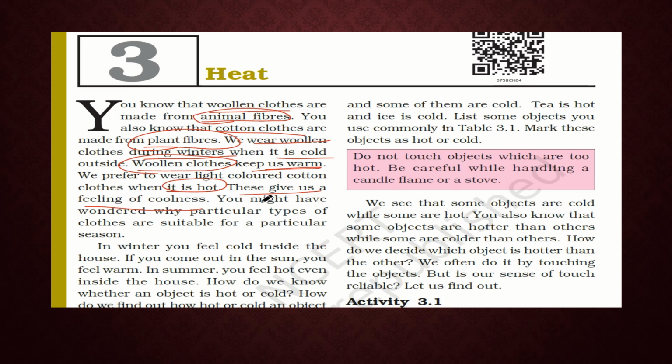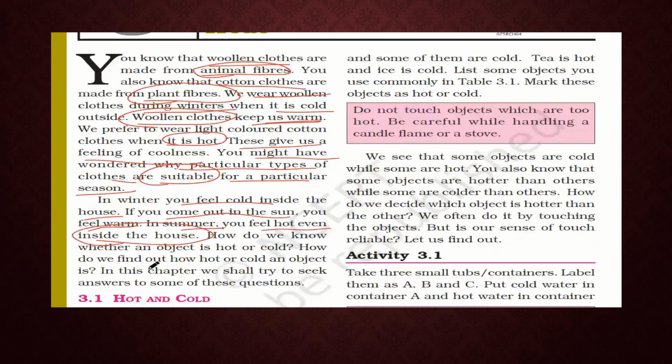Now you might have wondered why these particular types of clothes are suitable for a particular season, right? So in winter you feel cold inside your house, whereas when you come out under the sun you will feel warm. Whereas in summer you feel hot even when you are inside the house. So there is a variation. In winter when you are inside the house in the morning you will feel cold, but as soon as you go out in the sun, the heat of the sun will warm your body and you will feel warm. But in summer it's too hot outside. Inside also you feel hot. You will be switching on the fan, AC and all.